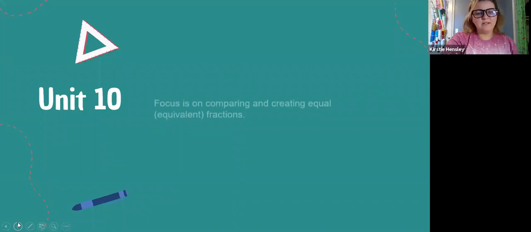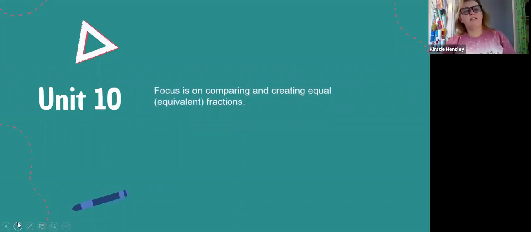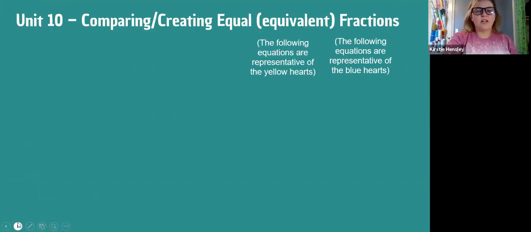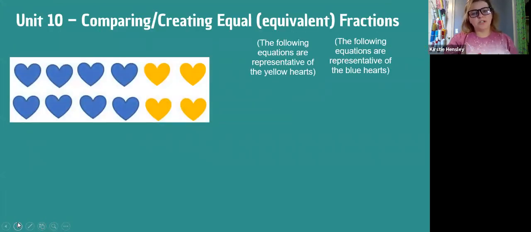In Unit 10, we will be continuing on with fractions, except at this point we are going to be looking at comparing and creating equal or equivalent fractions. So what this would look like is when you're given a picture, you can look at the same fraction or the same picture in a different way, but they represent the same thing.